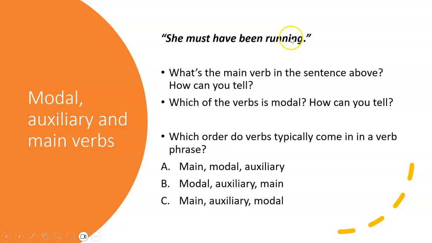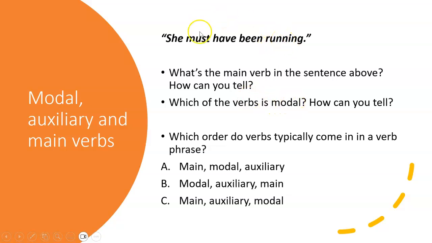Here's a sentence. What is the verb phrase? Well, these 4 verbs. So that's the first step: you need to be able to tell which ones are the verbs. We've got 4 here. What is the main verb in this sentence above? Must have been, obviously, running. How can you tell? Well, because running tells us the action. If we don't have that verb, we don't know what she must have been doing. Okay, running is the main verb.